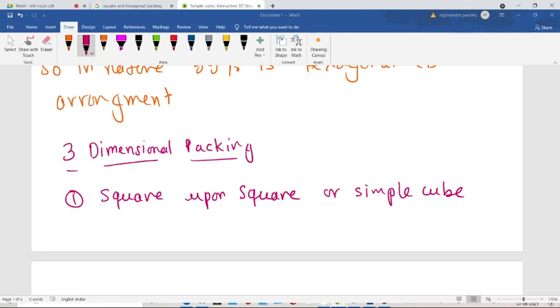Okay. It goes on like this. Now you see this is called a simple cube, just like the Rubik's cube. Squares. So this is one square packing. You can see that a square is formed, or you can see the bigger square here. So this is the square packing.